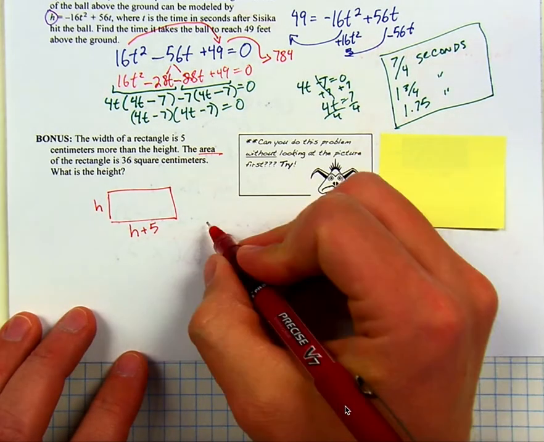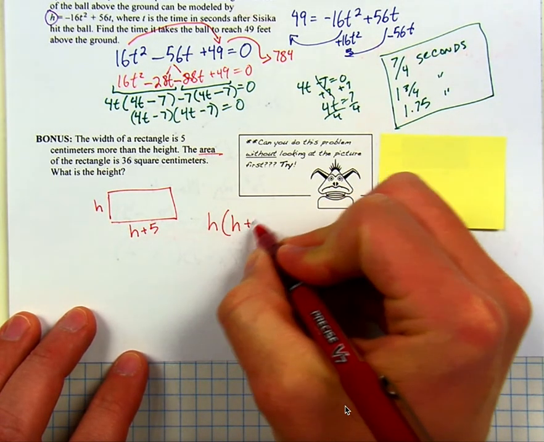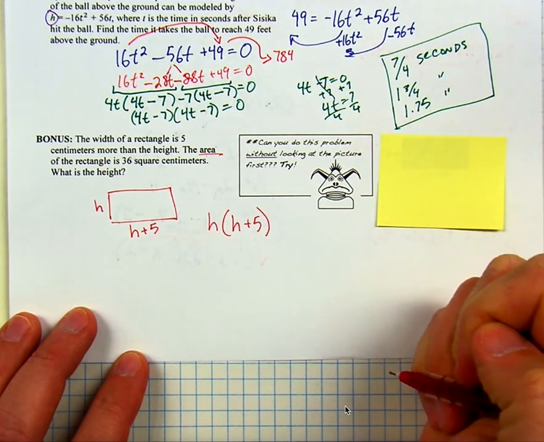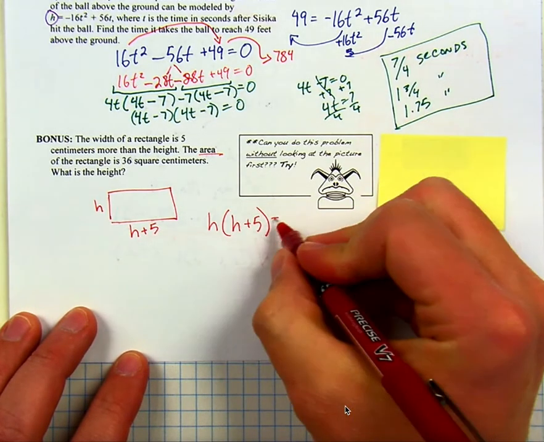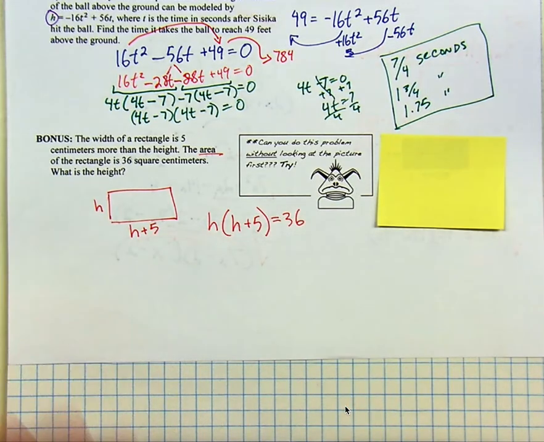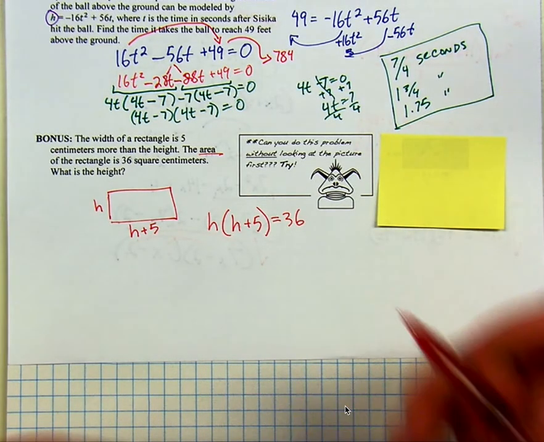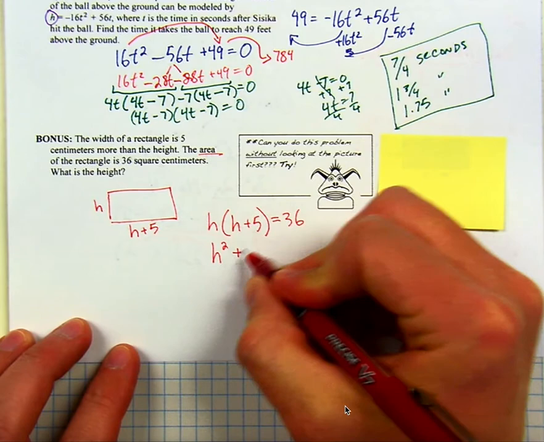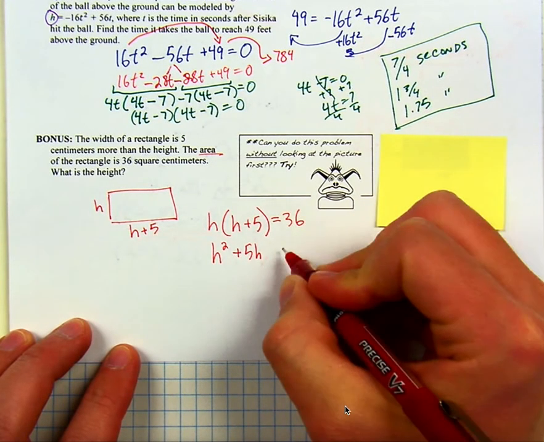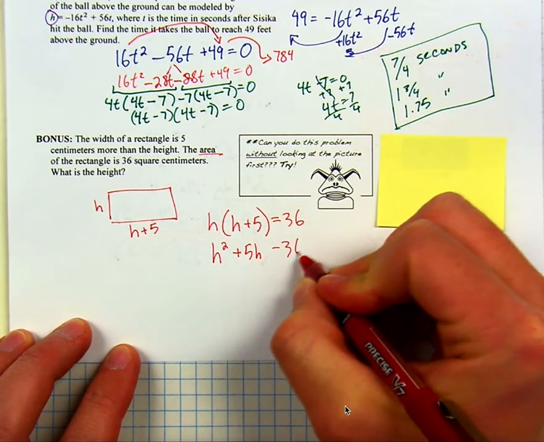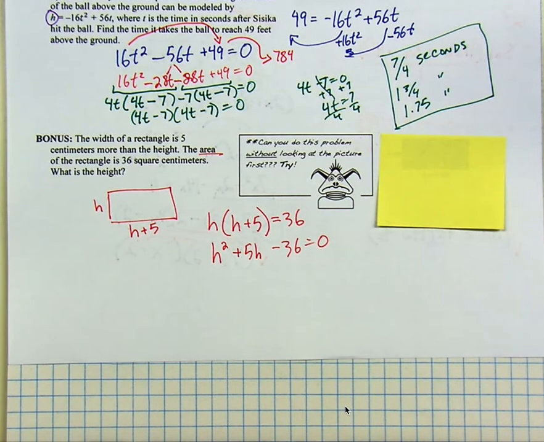Well, how do you find the area of a rectangle? Don't you do that to find the area? I think so. And that's going to equal 36. Okay, this is looking like a quadratic type of a thing here. So I'm going to have h squared plus 5h. I'll minus the 36 over here, get me my 0. And now it's just a magic numbers problem to figure out what h must be.